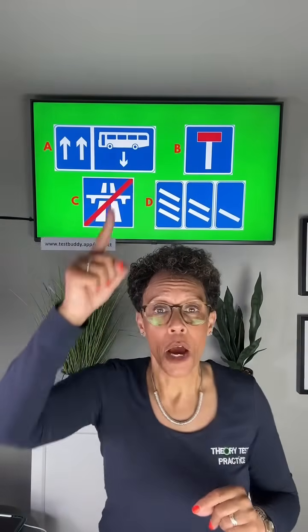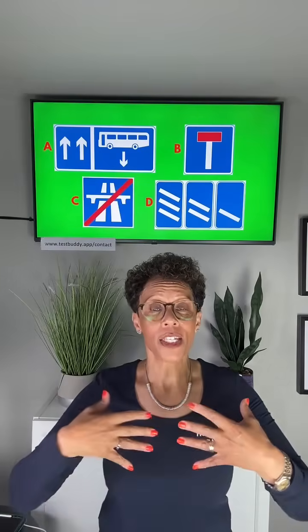So contra means against or opposite. So this sign is telling you the bus is going to go against or opposite to the normal flow of traffic. Here you can see it's a one-way street with 1, 2, 3 lanes. This lane of traffic is going up the road. This lane of traffic is going up the road. But the buses are going against the flow. The buses are going contra flow.